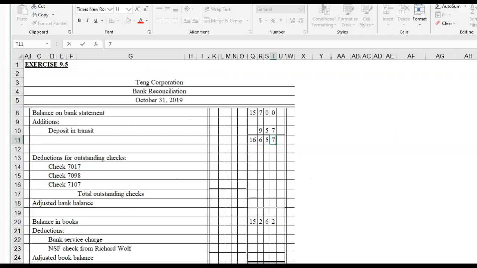I'm going to go back here. My outstanding checks are going to be on the debit side. First one was for $124. Second one is for $55. And the last one was for $1,560.